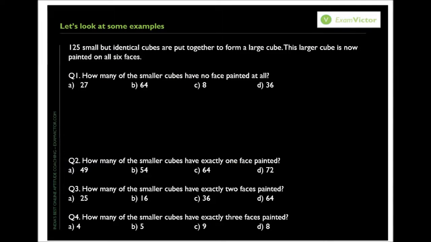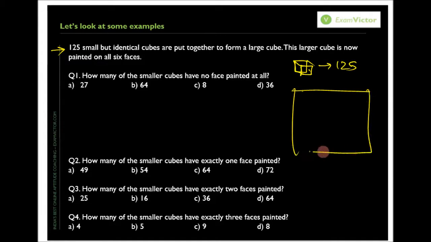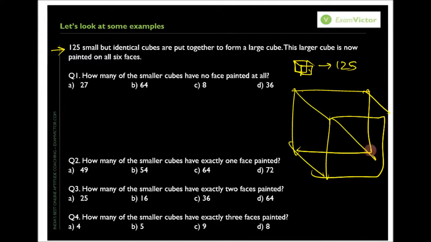Okay, another very interesting one. The question says 125 small but identical cubes are put together to form a large cube. This larger cube is now painted on all 6 faces. So first let's understand what's happening. There are some small cubes and there are 125 of these. And they're all stacked together to form one large cube. Right? Now this cube is made of these smaller cubes. It's just those small cubes stacked together.